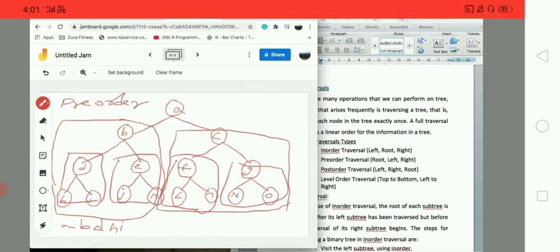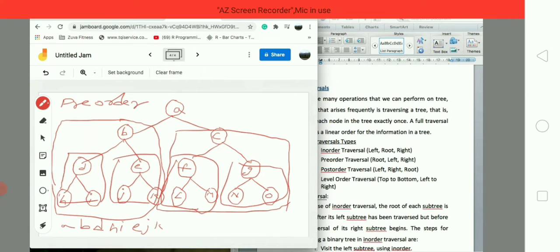Next it comes to the right side. So after the root node and left node, it visits the right side. In the right side, E is the root, J is the left node, and K is the right. So here we finish the root node and the left side nodes. Now we have to visit the right side nodes.